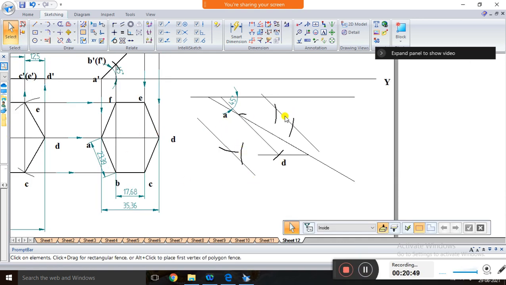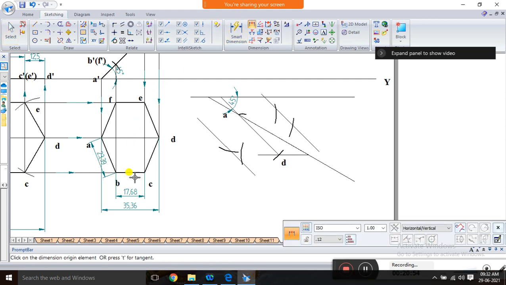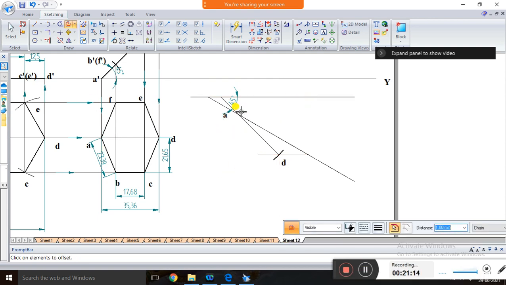Okay, you have to draw these parallel lines, and those parallel lines should have the distance that you have to mention. This is the distance, 21.6. So you just mention the distance between this line and this line. First you draw these parallel lines. This opposite distance is 21.65.